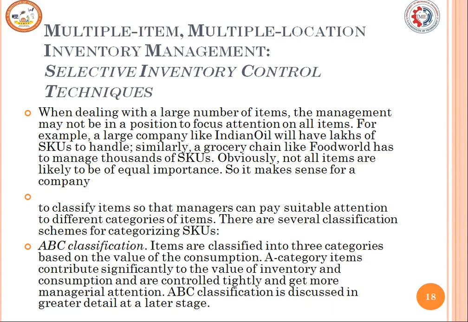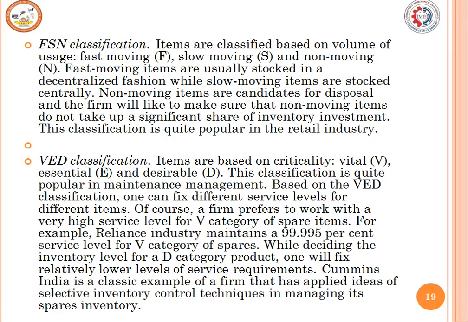For A category items, the value of inventory and consumption is significant, so they are controlled tightly and get more managerial attention. There is FSN classification and VED classification. In FSN classification, fast-moving, slow-moving and non-moving items are considered, and the priority in moving the product is based on that. In VED classification, vital, essential and desirable items are counted.